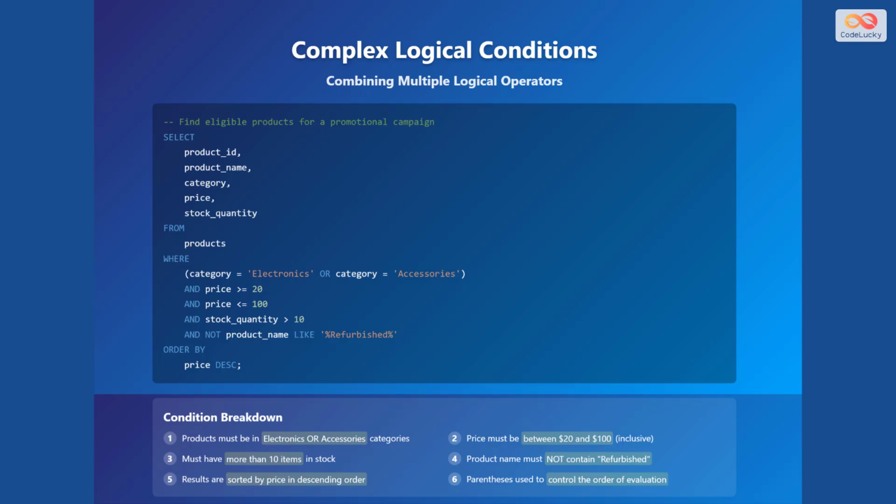Here's a breakdown of the conditions. Products must be in electronics or accessories categories. Price must be between $20 and $100 inclusive. Must have more than 10 items in stock. Product name must not contain refurbished. Results are sorted by price in descending order. Parentheses are used to control the order of evaluation.